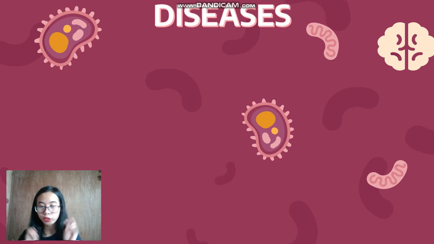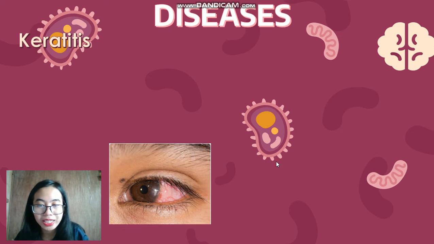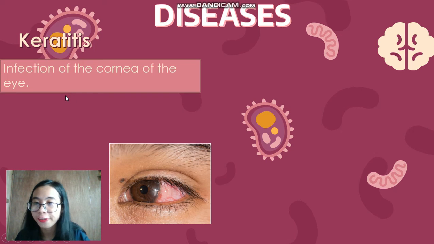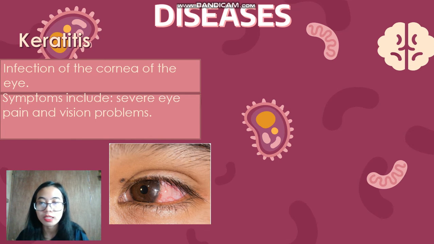So there are basically two diseases caused by this protozoan. First is keratitis. As you can see in the picture, there is a reddish eye. Keratitis is an infection of the cornea of the eye. The symptoms include severe eye pain and vision problems, because the protozoa can invade the human body through the eyes.